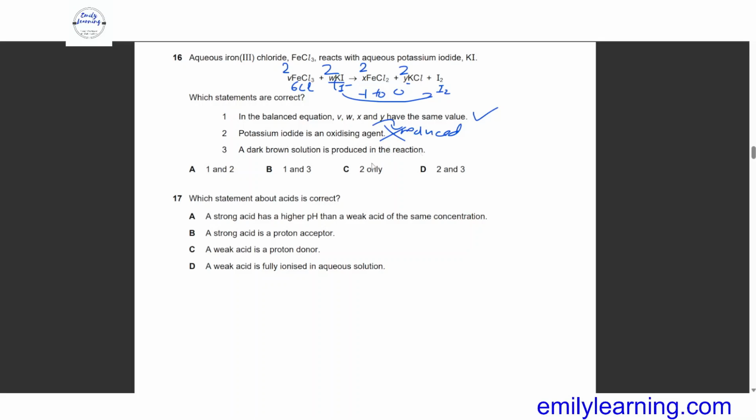Next, a dark brown solution is produced in the reaction. In order to find out about this, we need to take a look at all these colors here. FeCl3 is basically yellow, or brown. Next, KI is colorless. FeCl2 is pale green. Then this one is colorless, and this one is brown. If you have a brown plus a green, you will have a dark brown solution. So the answer is actually 1 and 3, which is B.